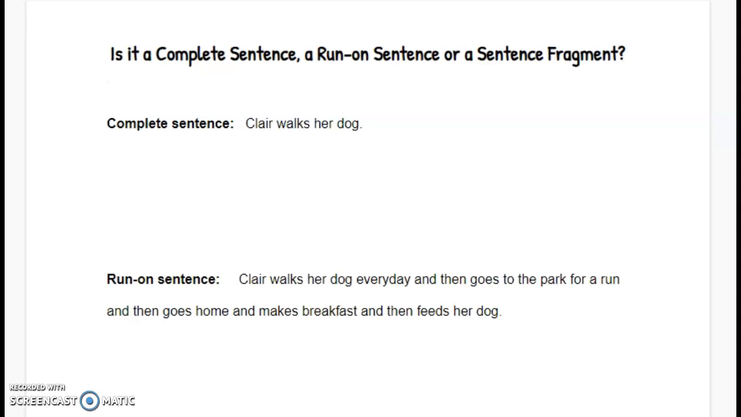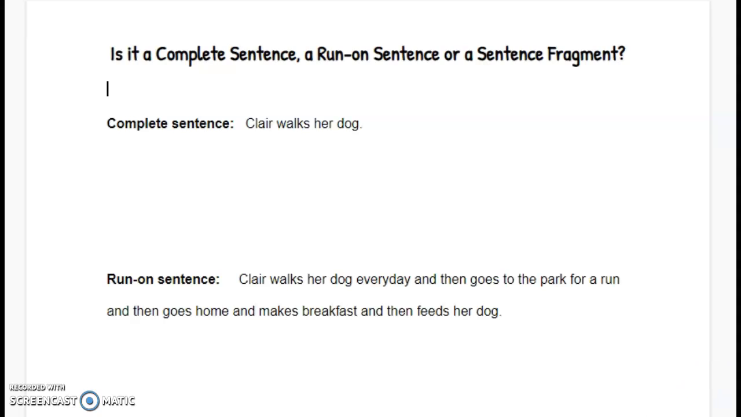Hey guys. So we are going to continue talking about different types of sentences today. If you remember yesterday, we talked about what a complete sentence is, a run-on sentence, and a sentence fragment. And so I'm just going to review those sentences again.